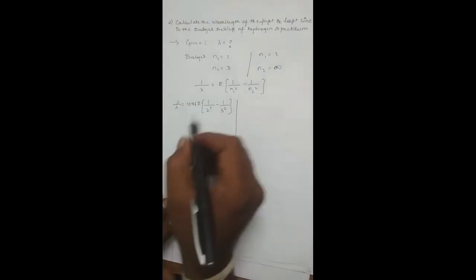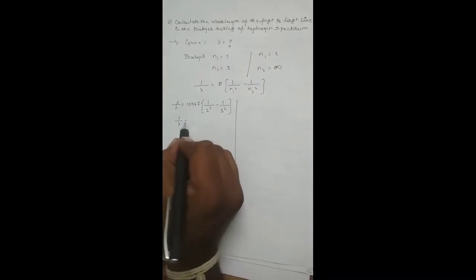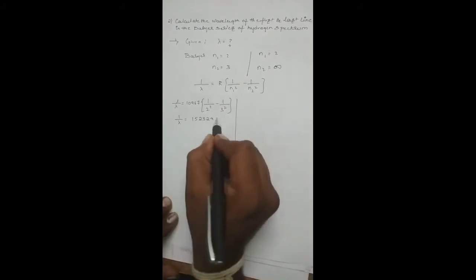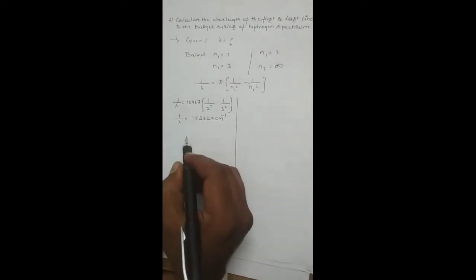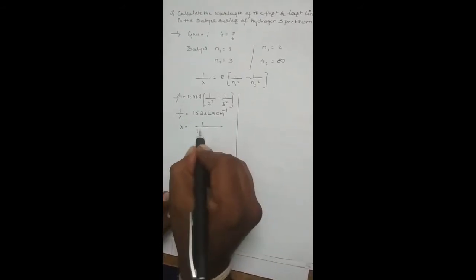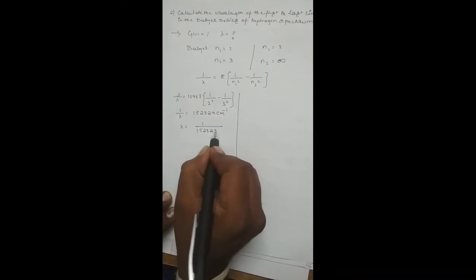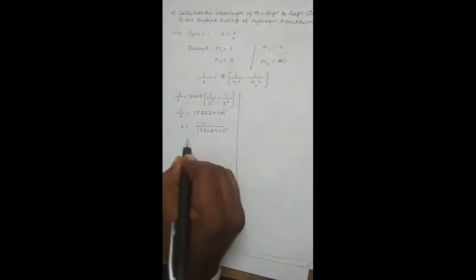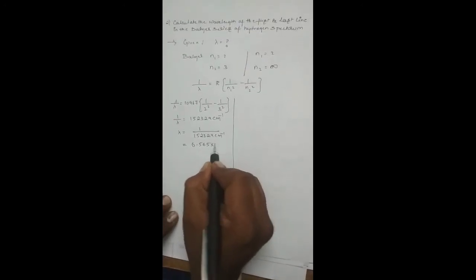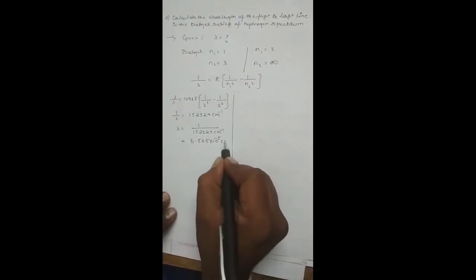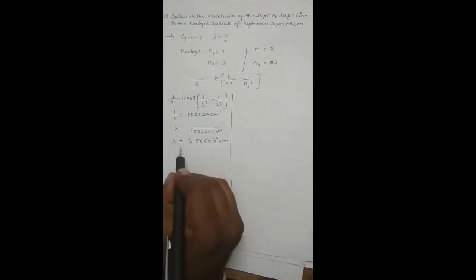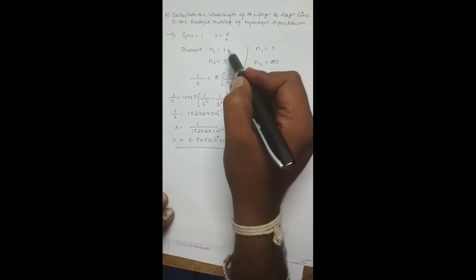If you substitute this value, we will get 1 by lambda is equal to 152329 per centimeter. If you convert it into lambda, lambda is equal to 1 by 152329 per centimeter. We will get 6.565 into 10 to the power of minus 5 centimeters. Okay, this is for the Balmer line.